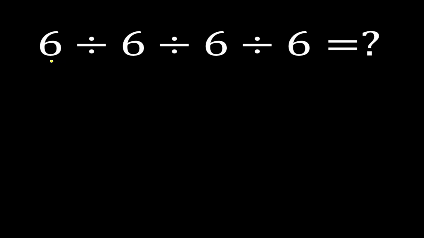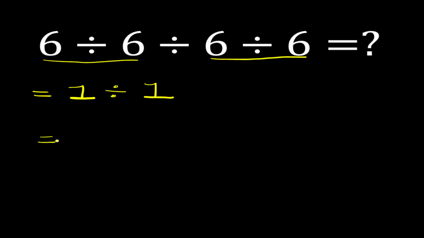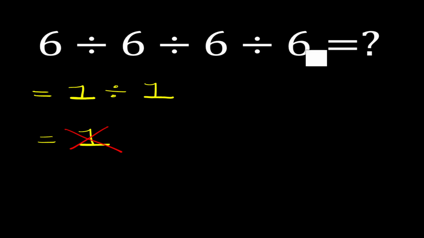So 6 divided by 6 is equal to 1, right? Then again 6 divided by 6 is equal to also 1. Now 1 divided by 1 is equal to 1. But this answer is not correct. This answer is completely wrong. So now let's solve this problem correctly by using the PEMDAS rule, right?